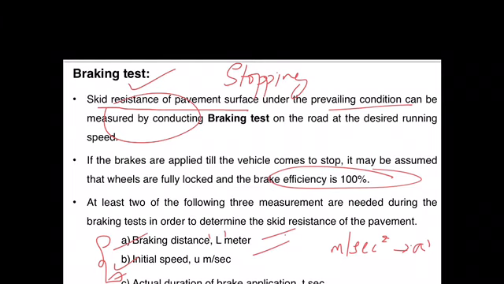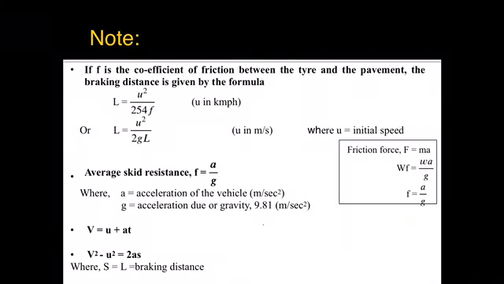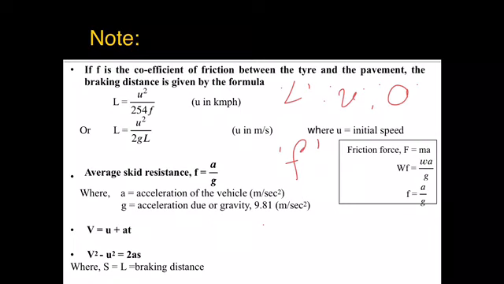So if you have any two data among these three, you can determine the skid resistance of the pavement surface. With the help of braking distance L, initial speed U, and the acceleration A, you can measure the skid resistance of the pavement, denoted by the letter F, using the following relationship. So now we have a relationship between the length, or nothing but your braking distance, and the coefficient of friction.